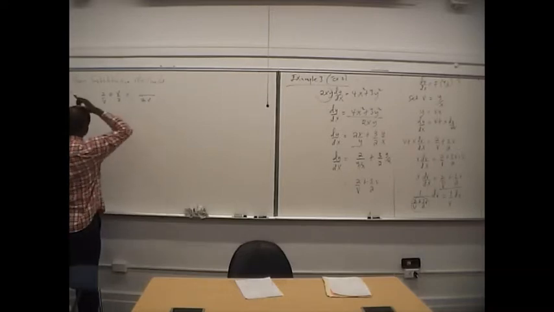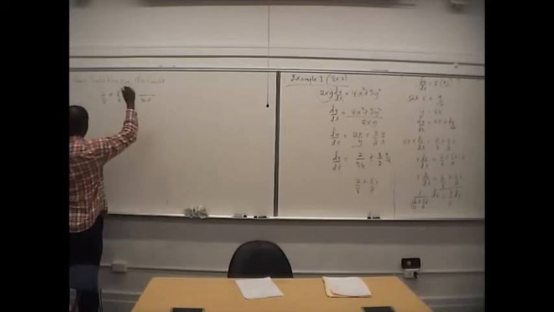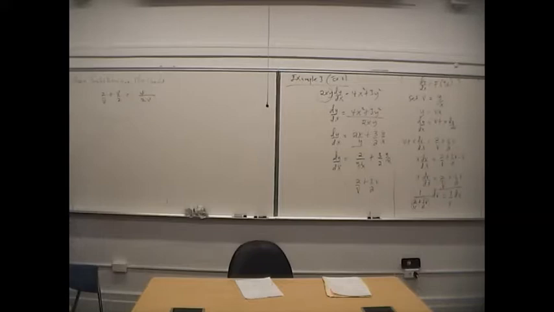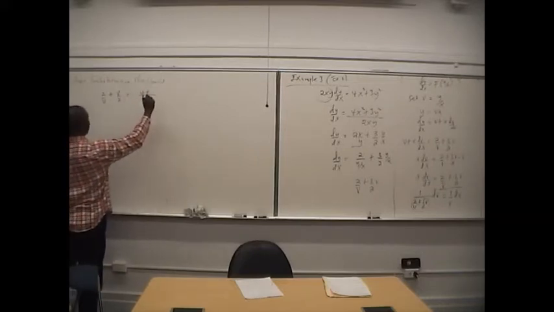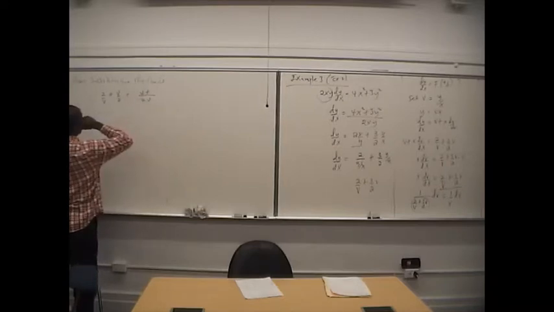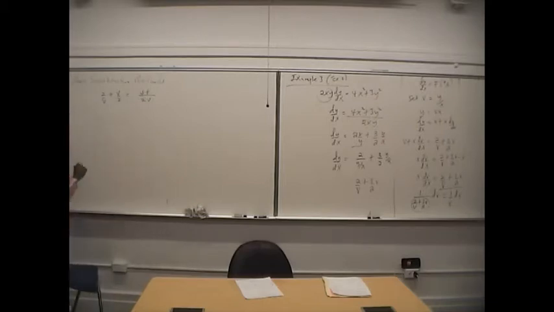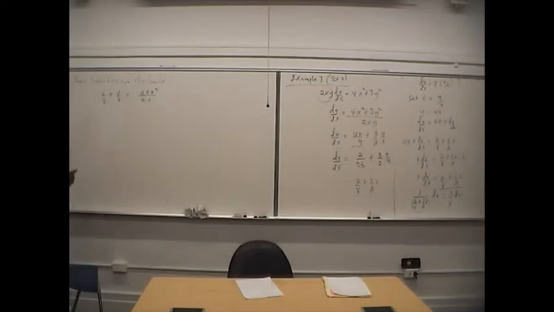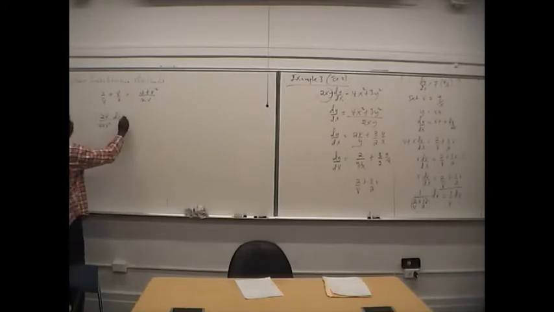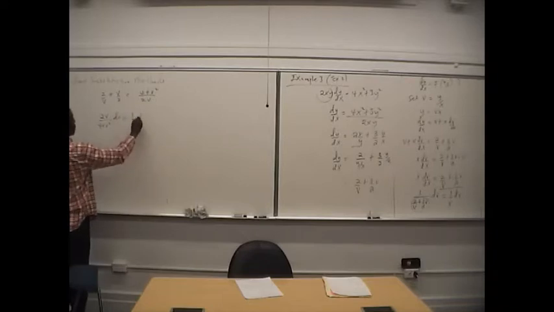So this is 2v over, what do we have here? We have 4 plus v squared. Yeah. Okay. And so my left hand side is going to be 2v over 4 plus v squared dv equals 1 over x dx.